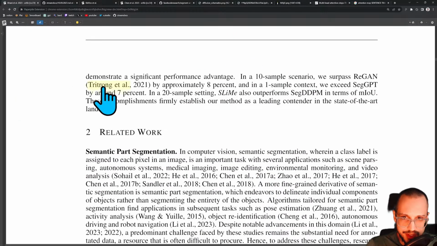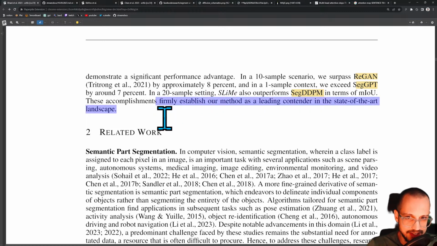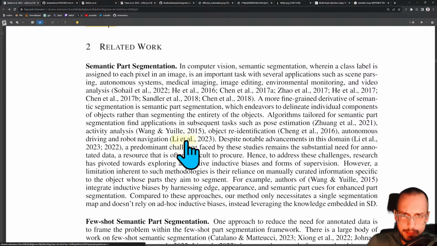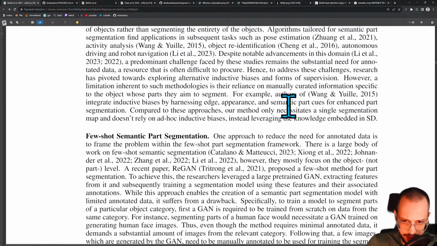We surpass Regan by approximately 8% and succeed SegGPT by 7%. So I guess this is what they're going to be comparing to, Regan and then SegGPT. SLiMe also outperformed SegDDPM in terms of mIoU. Okay, so some other thing that they're going to be comparing to. These accomplishments firmly establish our models as a leading contender in the state-of-the-art landscape. It's a weird way of saying state-of-the-art without saying state-of-the-art. I don't know. Okay, related work.